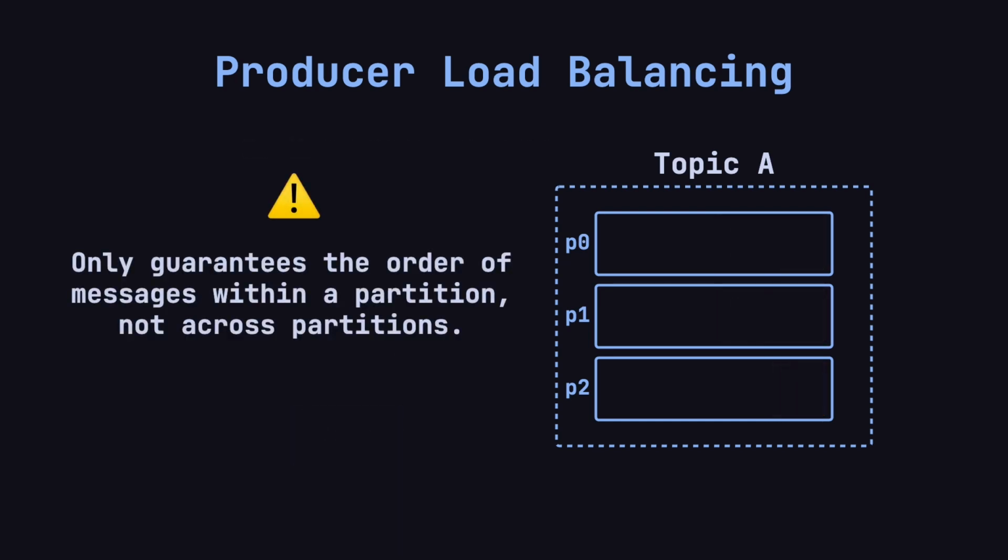One important thing to note is that after introducing partitions, Kafka only guarantees message order within a single partition. Messages across different partitions are not guaranteed to be in order. So, if your application requires strict message ordering, you'll need to make sure those messages are sent to the same partition.